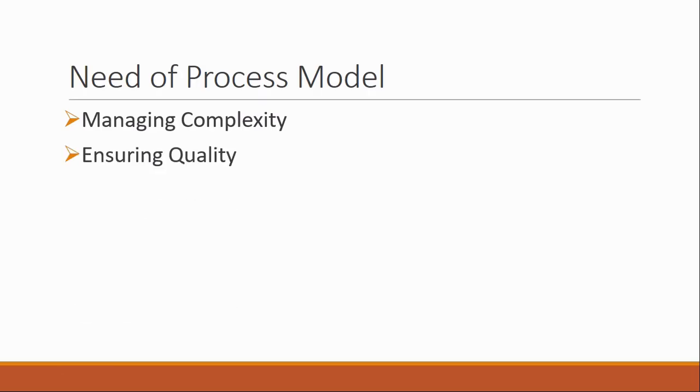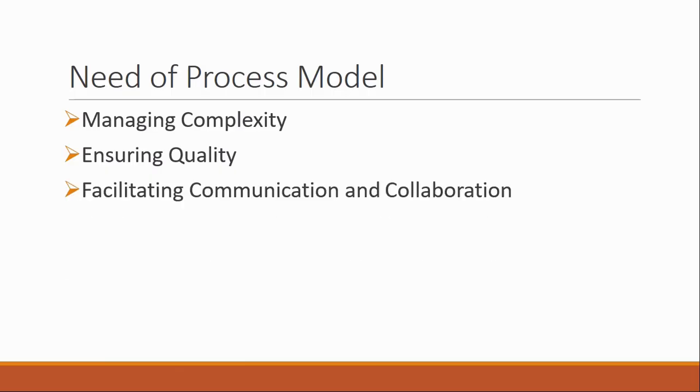Next we have ensuring quality. When the team is giving you a clear action plan, it by default improves your quality. Then next we have facilitating communication and collaboration. When we have a process model approach, we have communication between customer and client, and between the customer and each and every stakeholder, so it is easy to understand all the requirements, what exactly the customer wants. So that's why we need a process model.